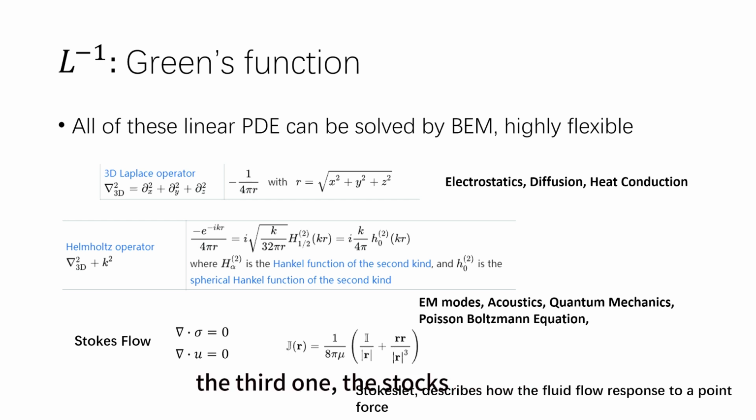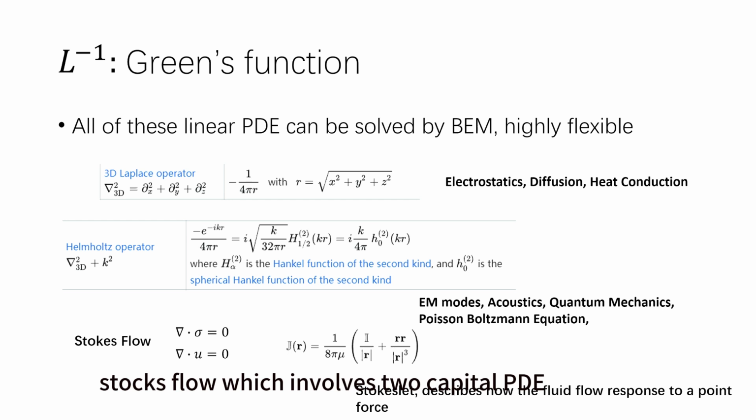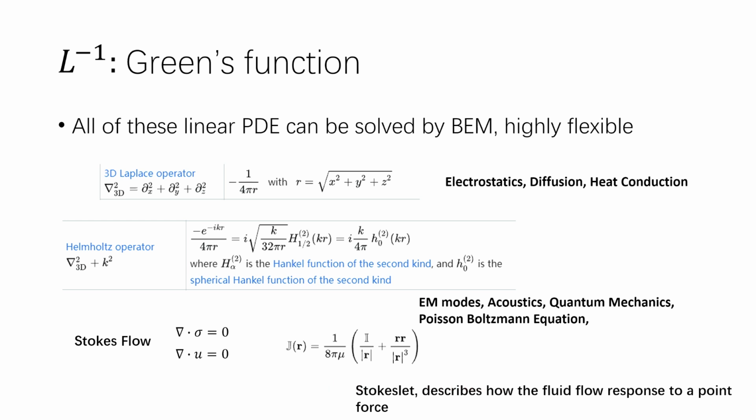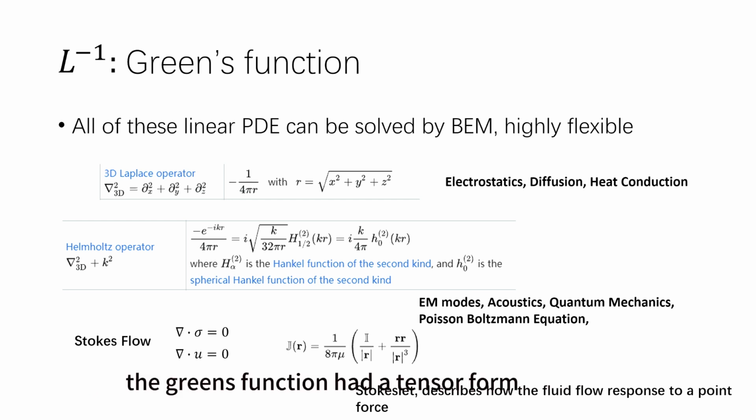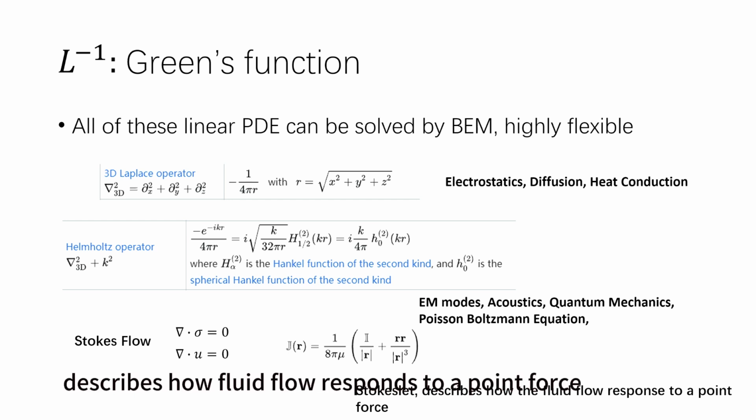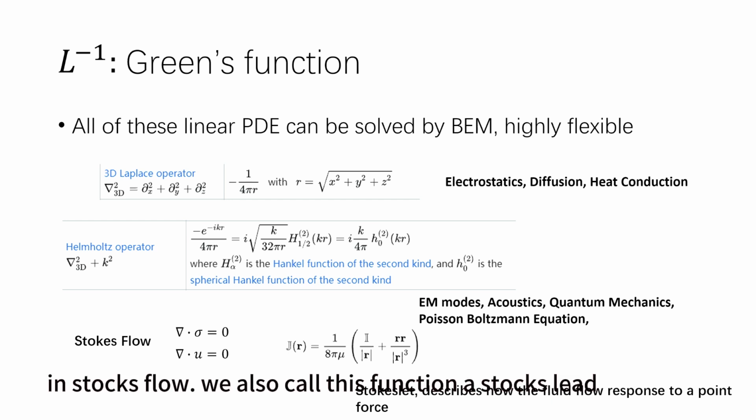The third one is the Stokes law, which involves two PDEs describing the momentum and mass conservation for a low Reynolds number fluid flow. The Green's function has a tensor form, which is more complex than the previous examples. Basically, it describes how fluid flow responds to a point force. In Stokes flow, we also call this function a Stokeslet.